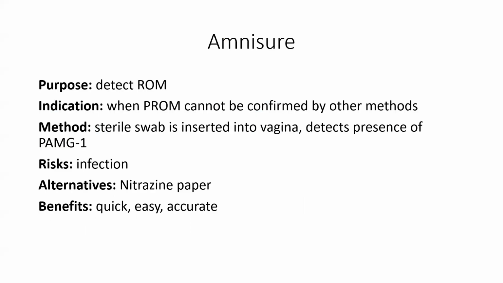Okay. The amnio test here detects ruptured membranes. This is indicated whenever premature rupture of membranes cannot be confirmed by other methods. A sterile swab is inserted into the vagina and detects the presence of PAMG-1. A risk of this would always be infection because we're putting something into a different environment. Of course, an alternative to this could be nitrazine paper. We talked about it last week, but the benefits of this are that it's quick, it's easy, and it's accurate.